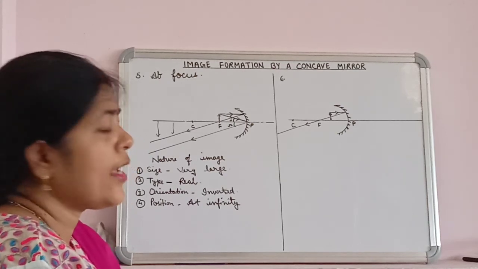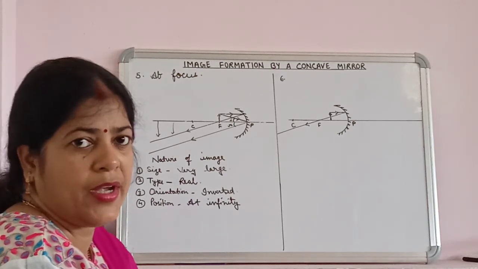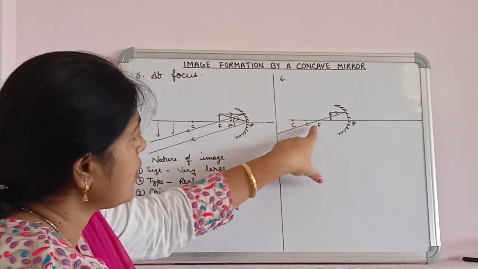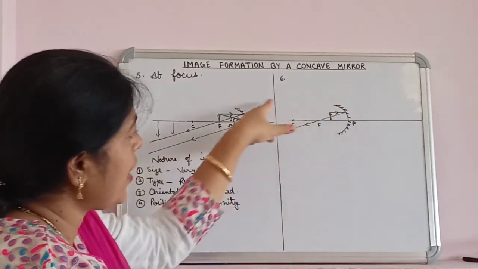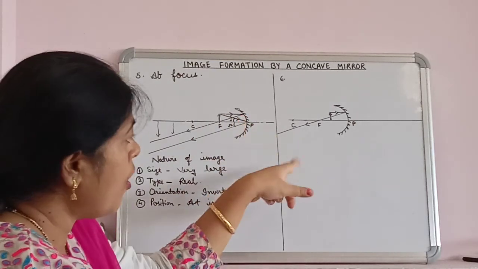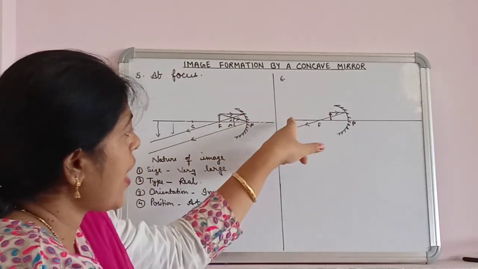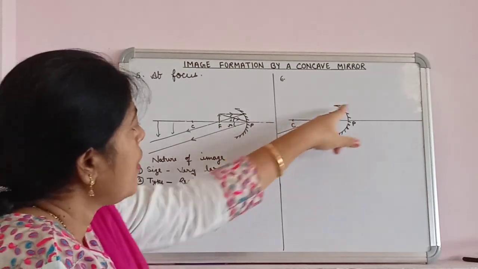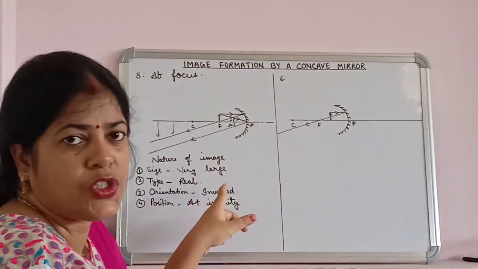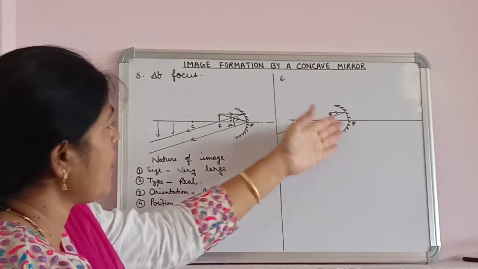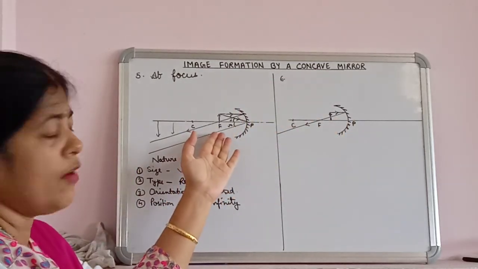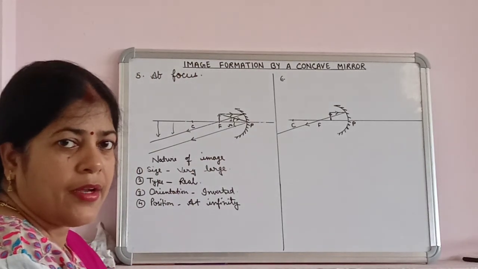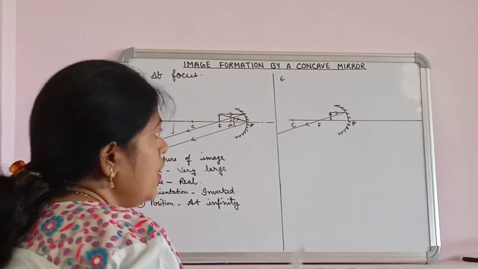Second, we can take any one out of the remaining three. The second one, that is the ray of light which is passing through the focus, will become parallel to the principal axis. Or the third one, the ray of light that is directed towards the center of curvature will retrace its path after reflection. And the fourth one that we applied in the case of the object at focus, that also will apply here. So we'll select the third one.